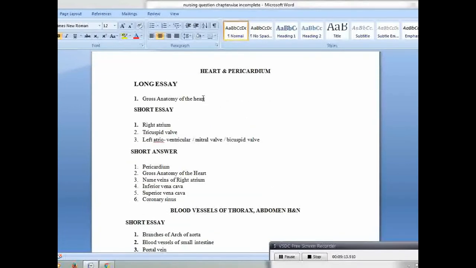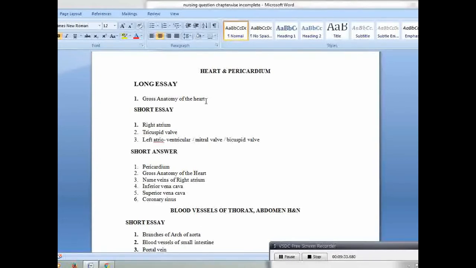Here you will mention about the first question, which is gross anatomy of the heart. You need to mention about the different chambers of the heart. First of all, the surface of the heart, different chambers of the heart, and the major blood vessels which are arising from the heart, blood supply of the heart, nerve supply of the heart, right? Clinical aspects, and so on.